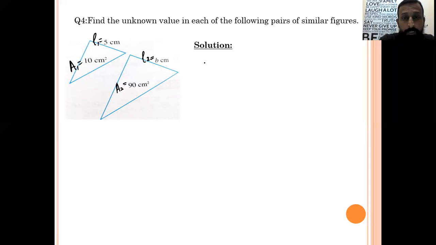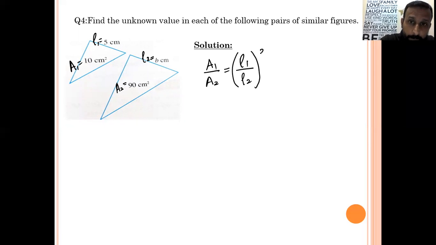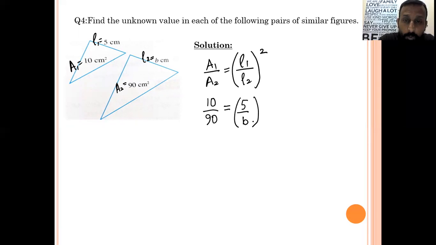So dear students, what is the formula we have learned? A1 upon A2 equals the square of the ratio of their corresponding lengths, right? So let's plug in these values. A1 is 10, A2 is 90, okay, L1 is 5, and L2 is unknown letter B, whole square.